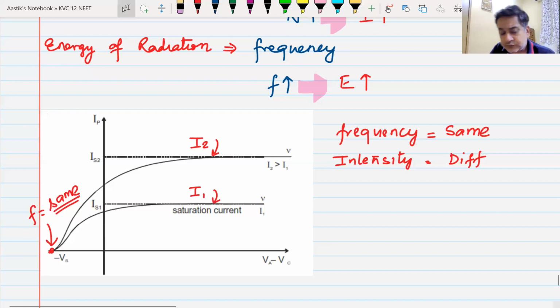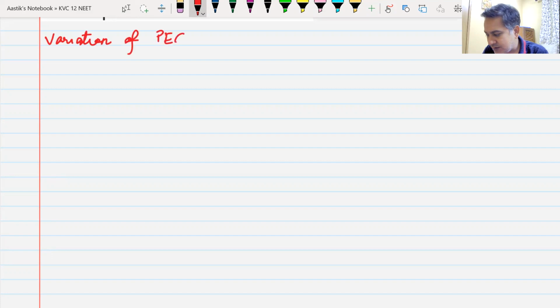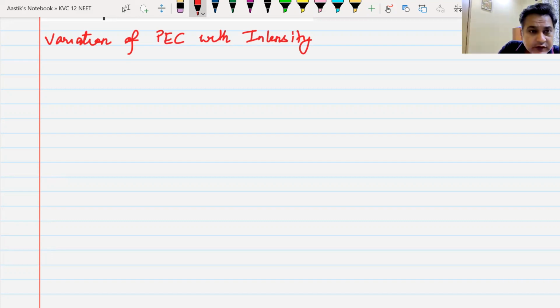Now, if I draw a graph between intensity and photoelectric current, you can write the heading as variation of photoelectric current with intensity I. Now, intensity means more number of photons. What will happen if I have more number of photons falling on this?